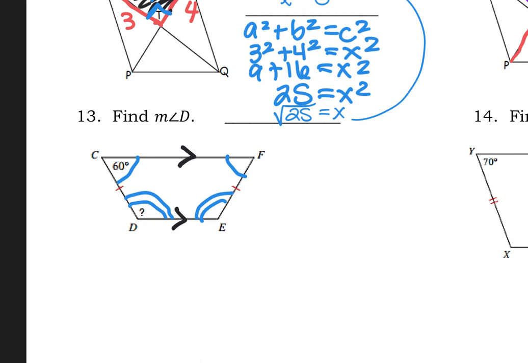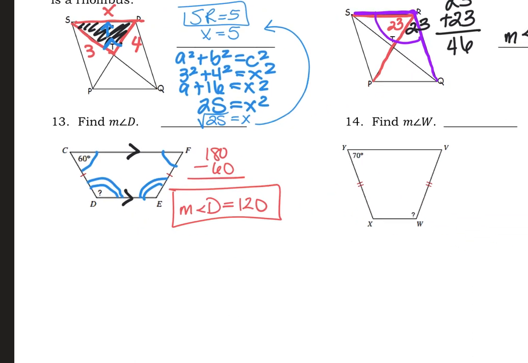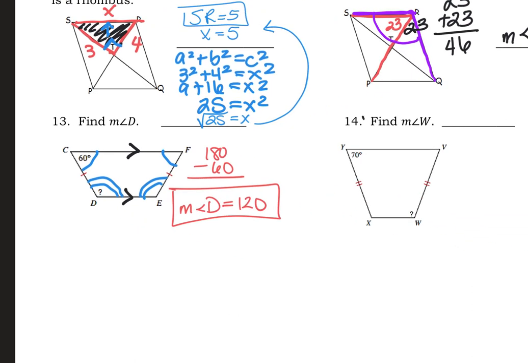No. So who knows what to do? We subtract it from 180. Good. 180 minus 60, our difference is 120. So angle D is 120 degrees. All right, and that's it for that one. You guys will do number 14. All right, when you're ready, we'll go to the next page.